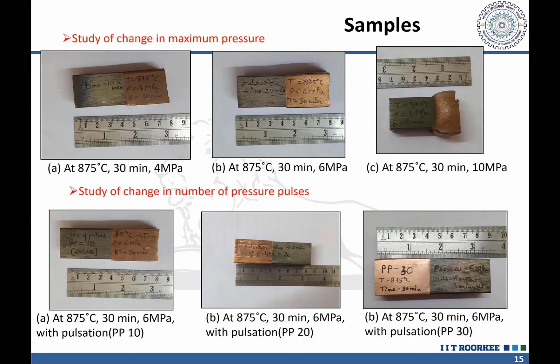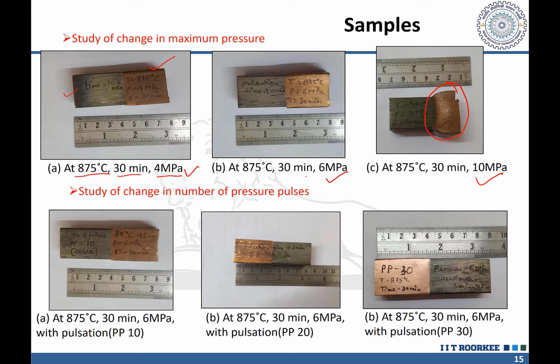So austenitic stainless steel and the copper developed at, say, 850 degrees centigrade for a diffusion bonding time of 30 minutes and the maximum pressure of 4 MPa. So the pressure is increased. Say here the maximum pressure is increased from 4 MPa to 6 MPa and then 10 MPa. What we notice is that there is a bulging of the copper with the increase of the pressure at this temperature.